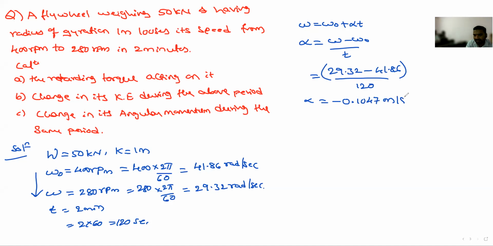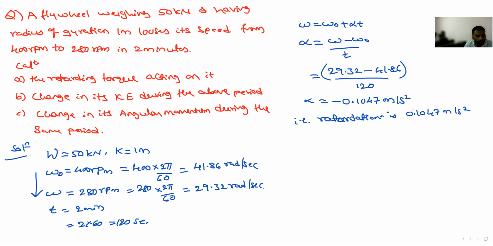Radian per second square. Okay, so what is this one? Minus means what? It is retarding acceleration. Correct? If it is positive, then it is accelerating. If it is negative, it means it is retarding. So retardation is 0.1047 radian per second square.